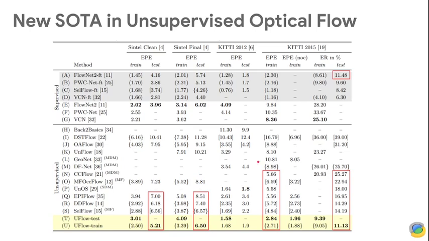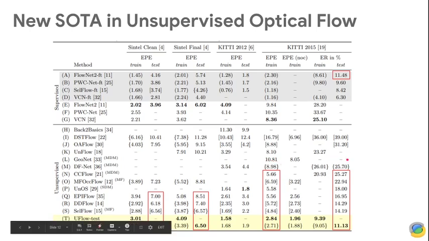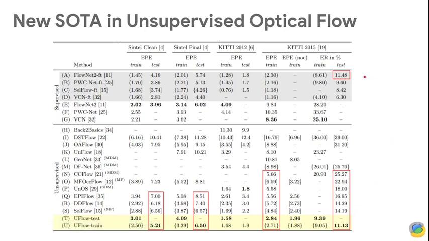And especially for KITTI, we see substantial improvements, going from over 5.5 endpoint error down to 2.8 and going from 14% down to 11%, which is actually comparable to the performance of FlowNet 2, which is a supervised method that trains on labels in that domain.